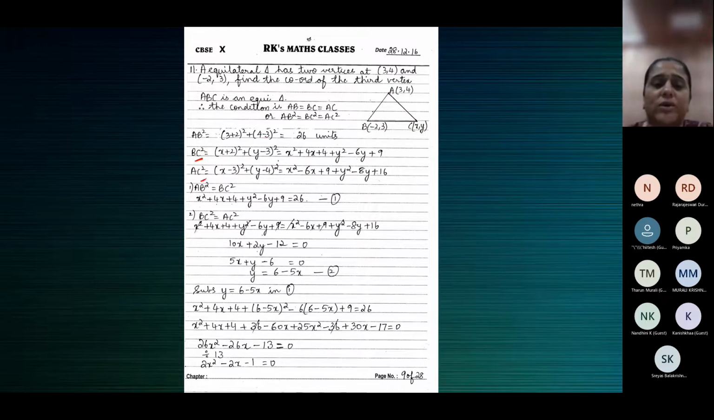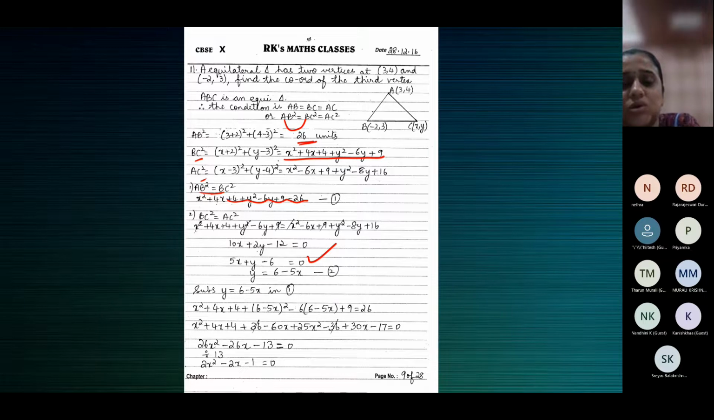Now that you have found this, we know that AB square is equal to BC square. So this is AB square. This one is AB square is equal to BC square. Okay, so you get this equation. And then BC square is equal to AC square. When you equate that, you get another equation. You get 5x plus y minus 6 is equal to 0. So now equation 1 and 2 can be solved by the substitution method. Because the first equation has x square and y square in it. The second equation has only x and y.